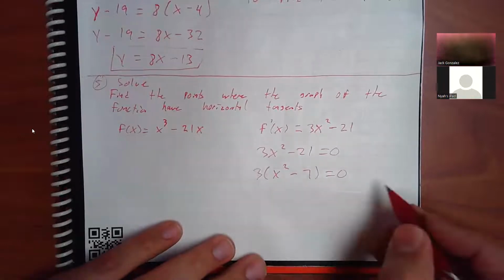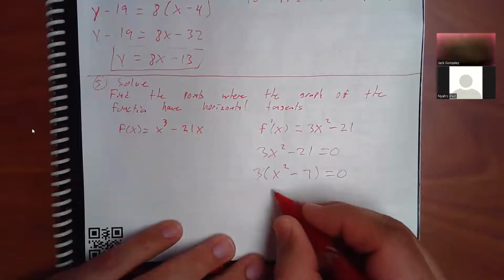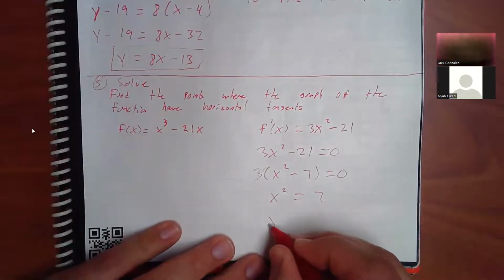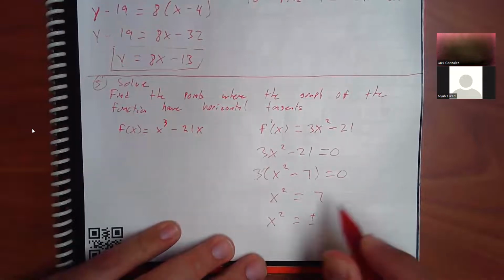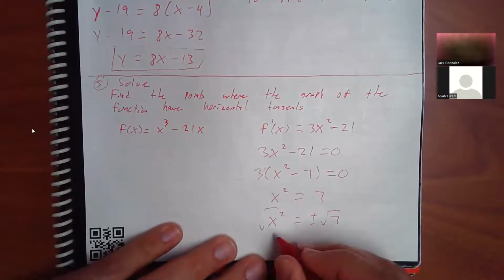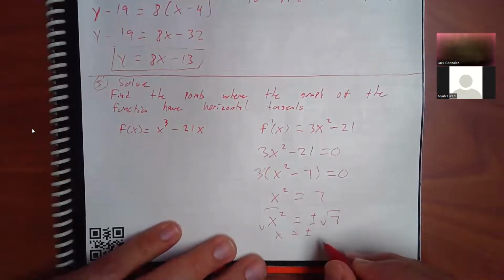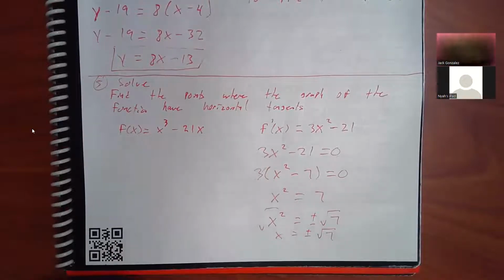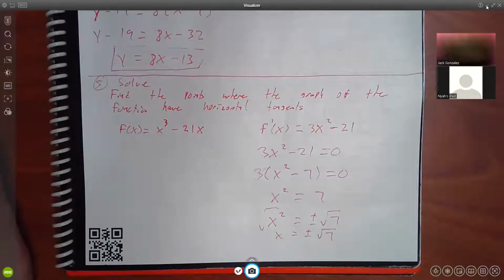Factor out 3, divide by 3 and solve for x. Root both sides. So x is equal to plus or minus square root 7. So there are two places on the graph that have horizontal tangents. Visually, let's come back to this one.